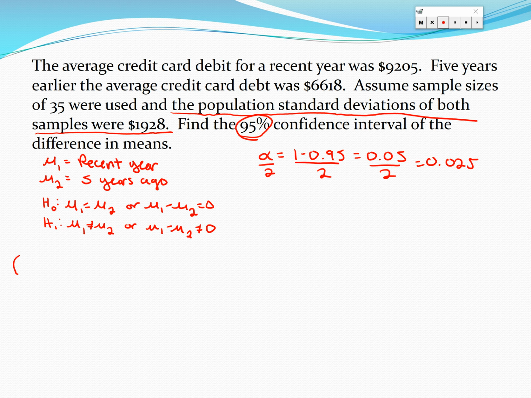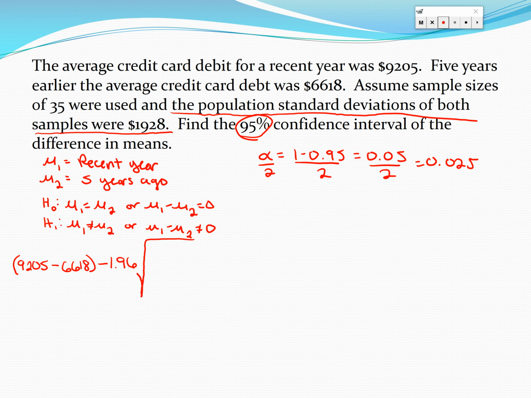Our sample mean for the recent year was $9,205. We had $6,618 minus, we have z sub alpha over 2. So we have our alpha over 2. Again, you have your choice. You could find 0.025 in the body of table E, or you can do the inverse norm on your calculator. Totally your choice. That one will come out to be 1.96. And I know, same with Miss Galley, you're just breezing right through that z sub alpha over 2.